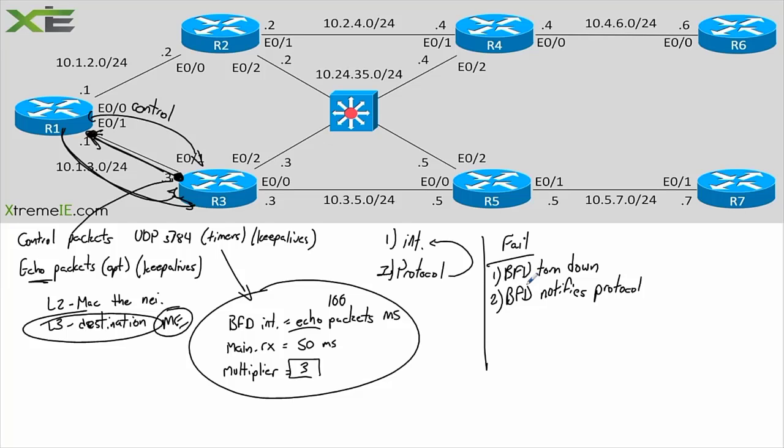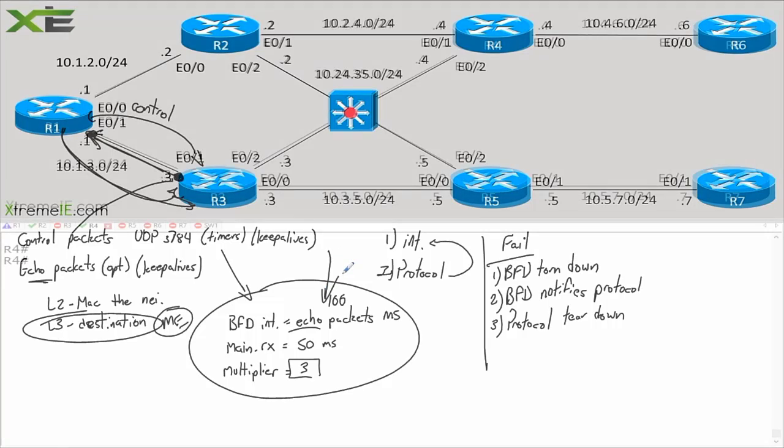So once this happens, the third step is that the protocol is going to tear down the adjacency. Now we have the protocol tear down. BFD enables us, through this process, to very quickly tear down an adjacency, and we can do that because we've gone ahead and set these timers.